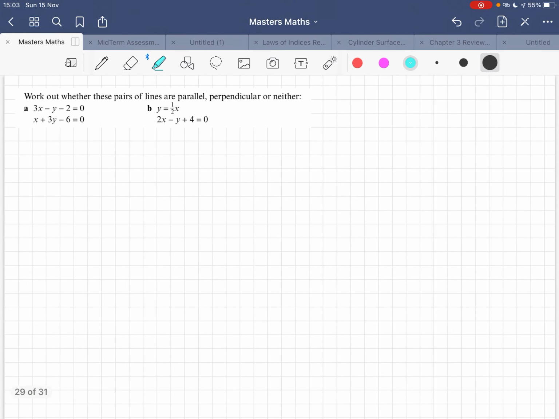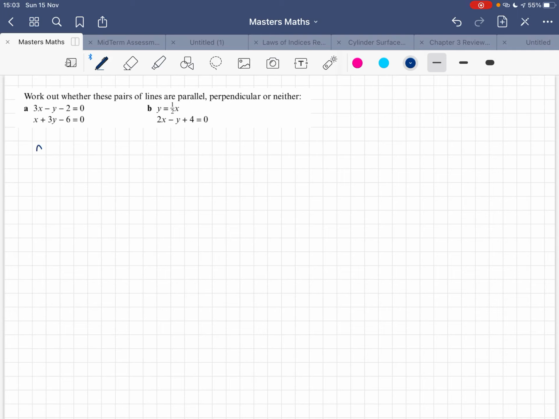Easy peasy. Okay. These two questions are working out if they are parallel or perpendicular or neither. So again, if they have the same gradient, they are parallel. If the gradients multiply together to make -1, then they are perpendicular. Or if neither of those things happen, then they're neither. They're just two different lines.